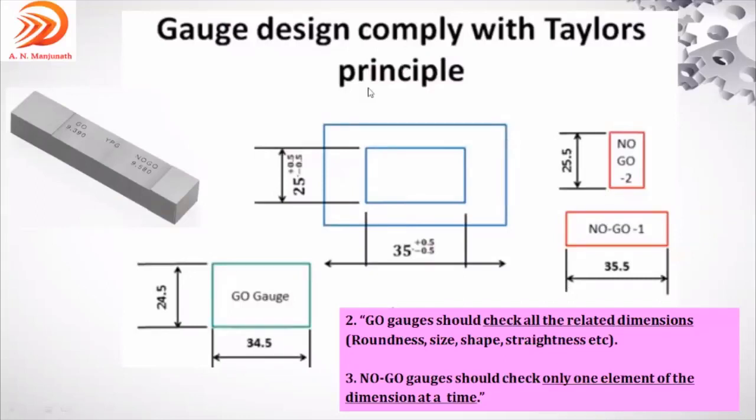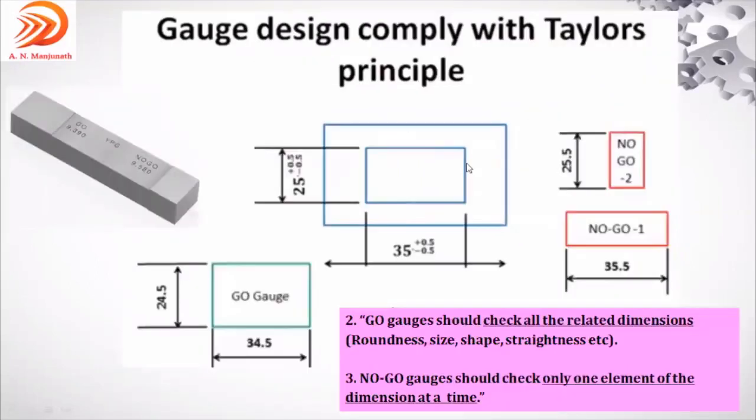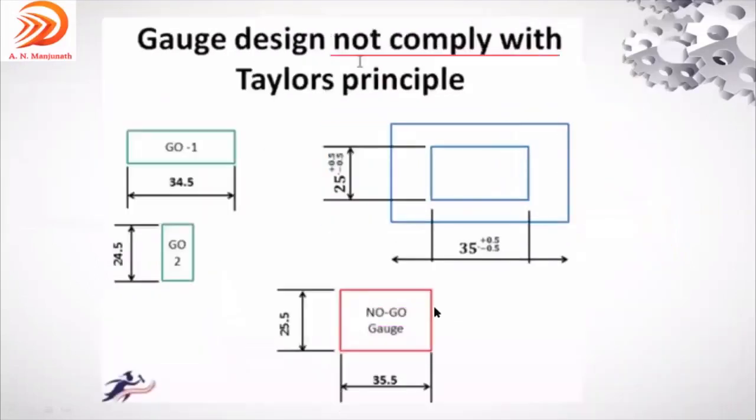Next example, here, this does not comply. All of you can see it here, right? The gauge design does not comply with the Taylor principle. This is the design of the gauges with the same component, the same dimension, the blue component which you saw in the previous slide. The same component is taken here, but the gauge design has now changed.